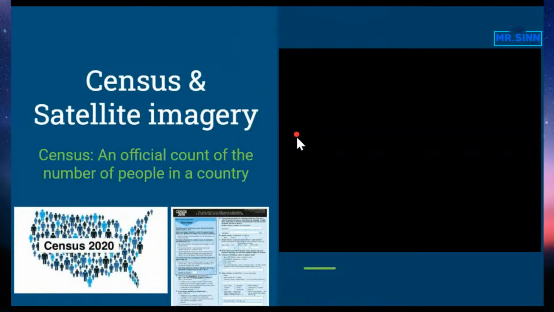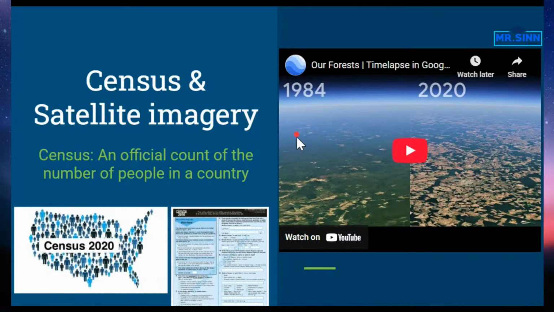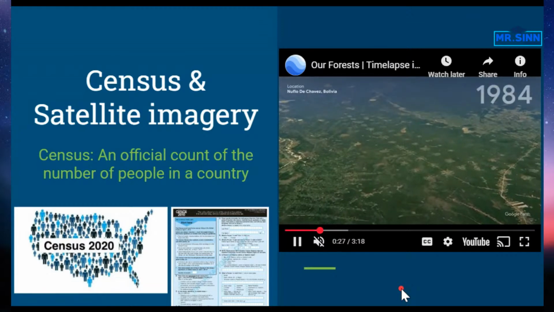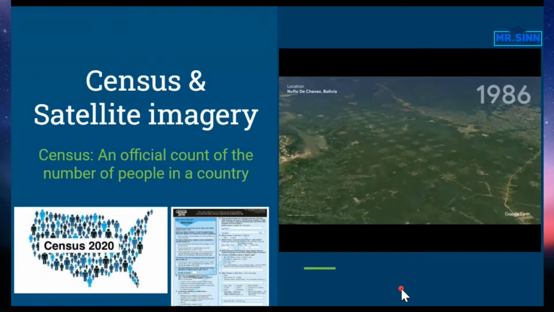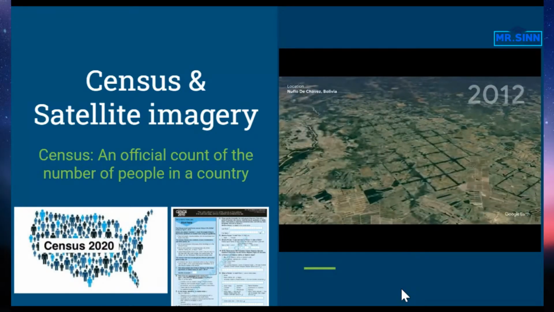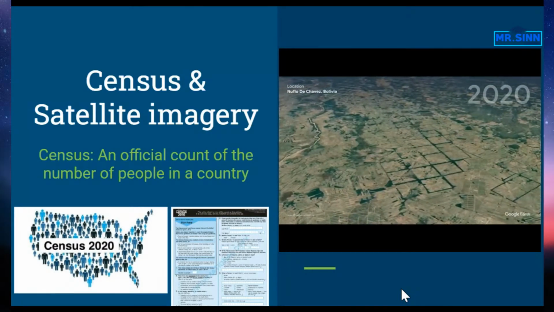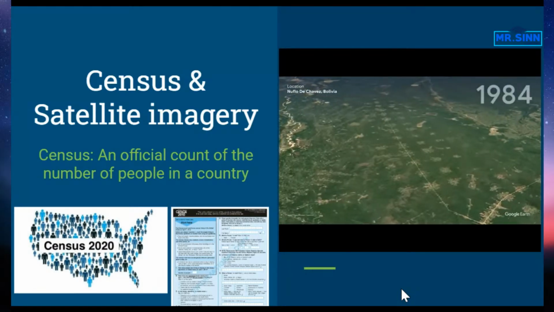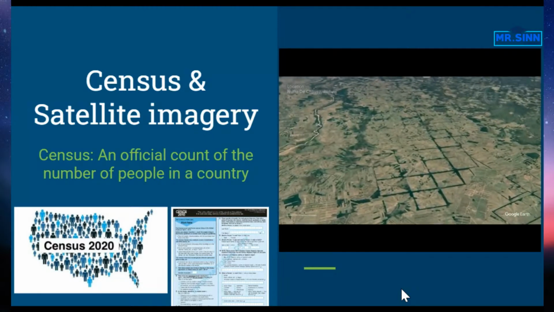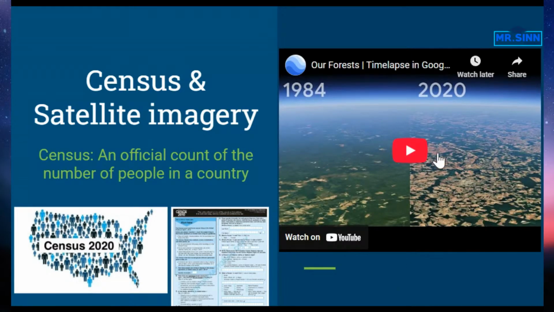All right, going on. Next thing we have is census and satellite imagery. This uses remote sensing. We're not going to have the audio here, but it's kind of a cool time lapse. There's a bunch of them online if you're interested here. You can just see over the time how land use has changed. So we can see deforestation here, which connects also into unit 5. So consequences of agricultural techniques and practices. So I thought that was kind of a cool video.